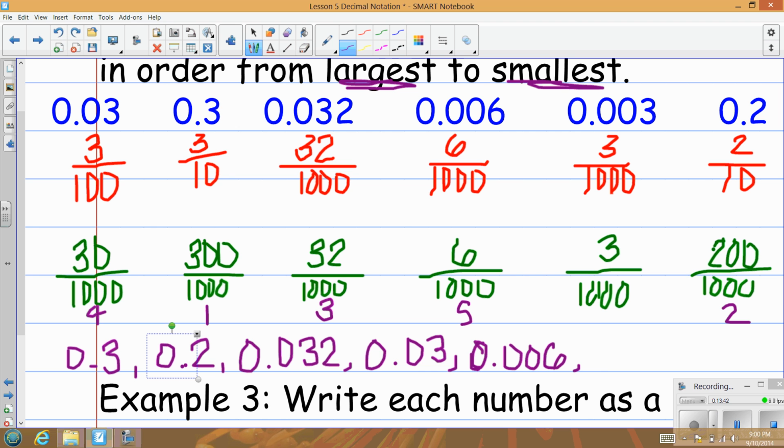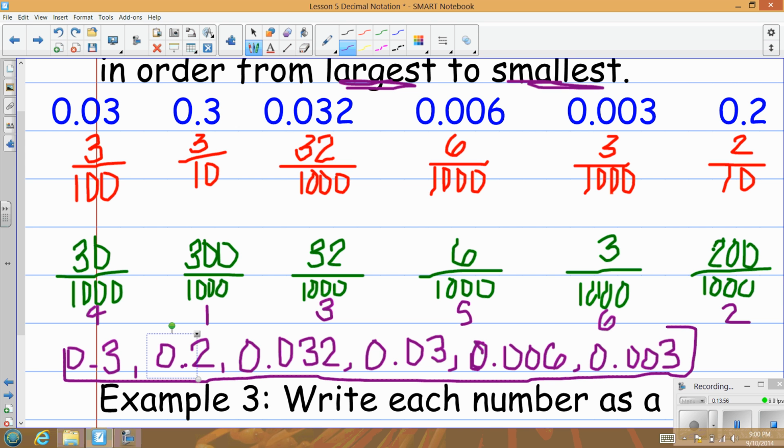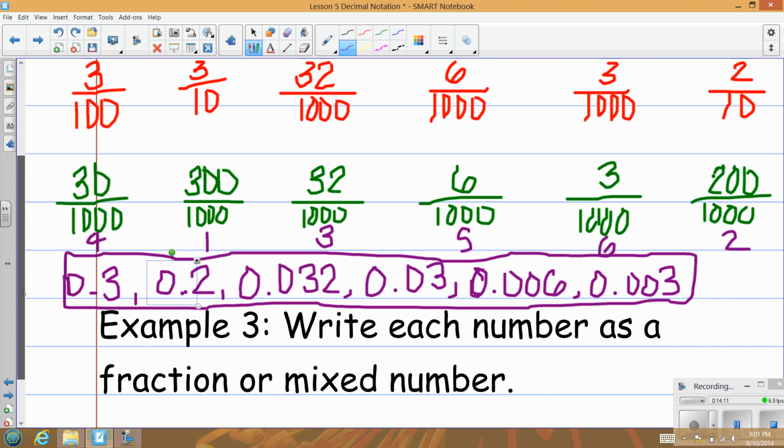And lastly, I have 0.003. So these are our 6 decimals in order from largest to smallest. Again, like I said before we even started, you can kind of just look at it by how many zeros you have. So these smaller numbers have a lot more zeros, closer to the decimal, which means they're actually closer to 0.